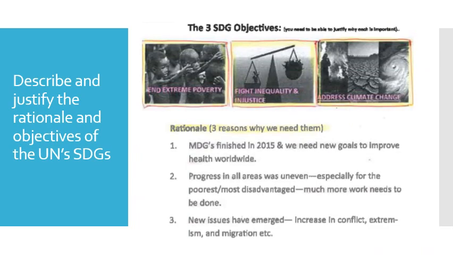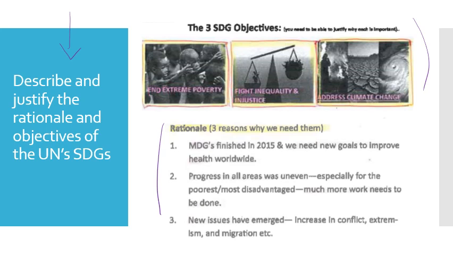Okay, so by the way, these aqua boxes down the side are all your key knowledge and key skills. These are things that you can be asked about on the SAC. And they can ask you to describe and justify the rationale, which is the reasons why we have the SDGs, and the 3 objectives of the SDGs. So a little bit of just remembering some stuff for these objectives.